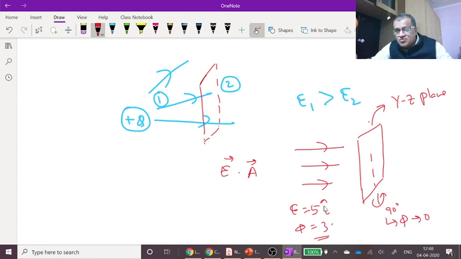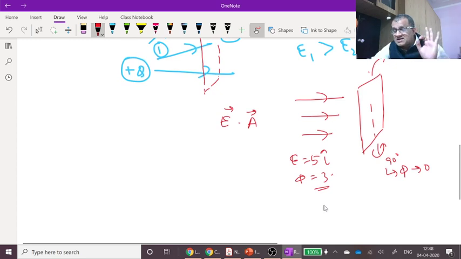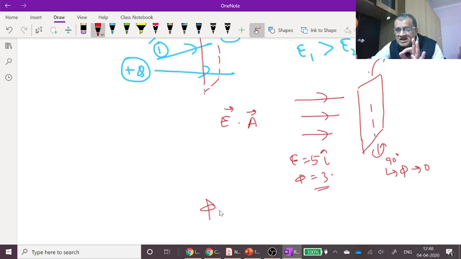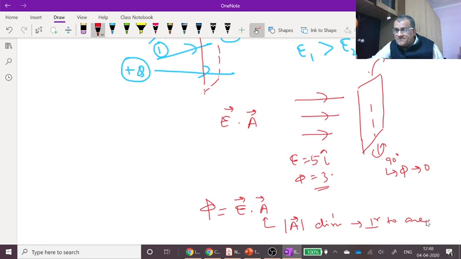So I need to get this electric flux in a different term, and we define that flux as a dot product of E and A. Now, those who are understanding, straight away you will have a question: is area a vector quantity? It is. Area is a vector quantity having magnitude of this much, length into breadth, whatever is the area, and the direction is perpendicular to area.